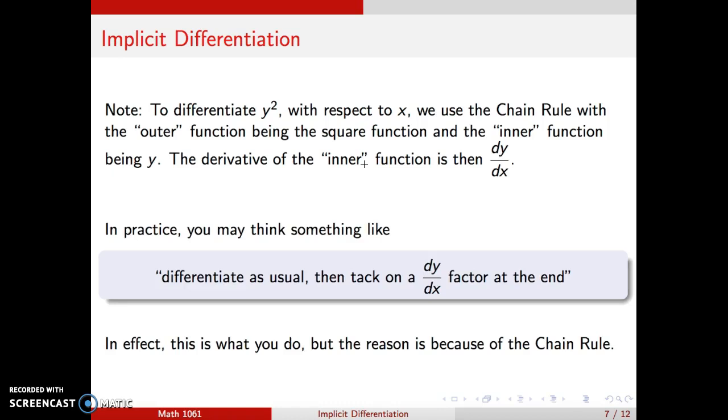So what's going to happen in practice? You're not going to think, I'm using the chain rule every time you do this. You're probably just going to differentiate as usual and then put that dy/dx factor whenever you're differentiating something with y. And that's okay. That's what you do in practice. But remember, the reason that this works is the chain rule. That makes it work.